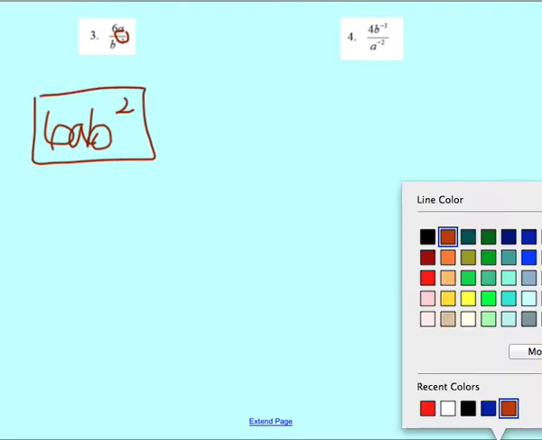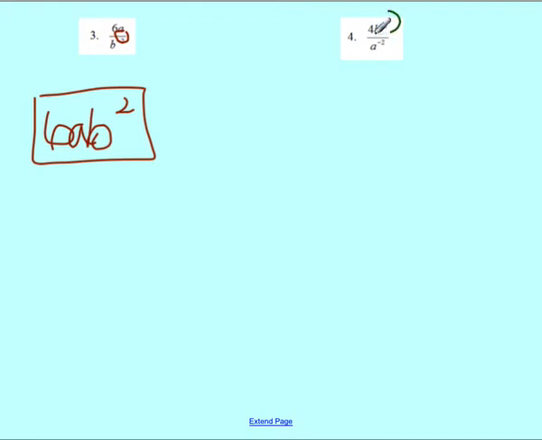Taking a look at number 4, I have a whole bunch of negative exponents. This b to the negative 3 part needs to flip to the bottom. This a to the negative 2 needs to flip to the top. The 4 is going to stay exactly where it is. It's only the b that has the negative exponent, not the 4. So that a to the negative 2 is going to flip to the top and become a squared. That b to the negative 3 is going to flip to the bottom and become b to the 3rd.